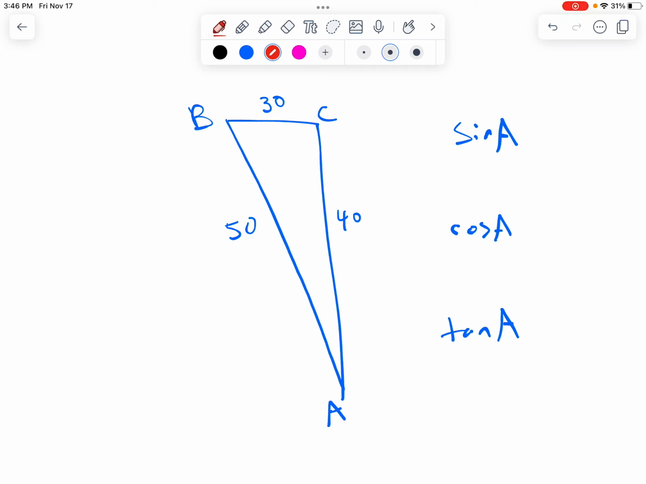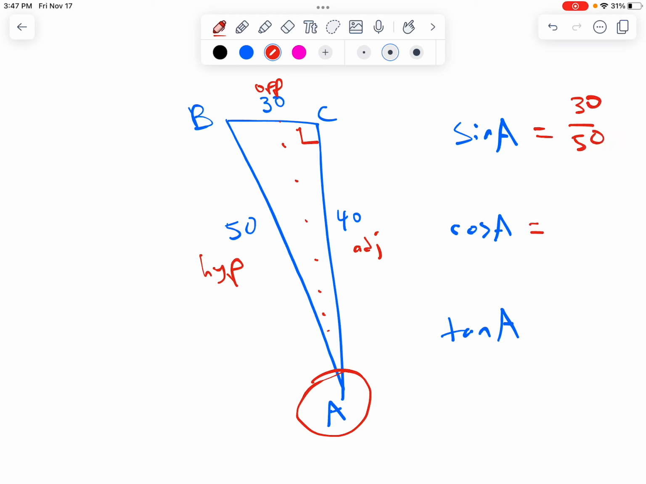Okay, so from the perspective of A, this is our hyp, this is our op, and this is our adjacent. Again, we're looking at A, and across from A is our opposite side. Okay, sine is opposite, which is 30 over hypotenuse 50. Cosine is adjacent over hypotenuse, and tangent is the opposite over adjacent. And that's it. That's all there is to it.